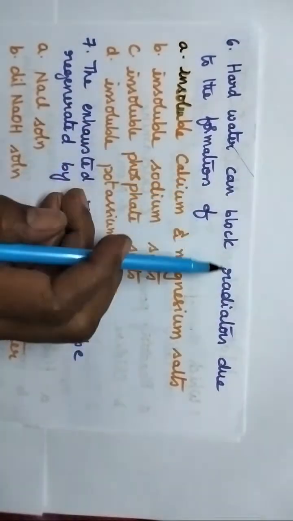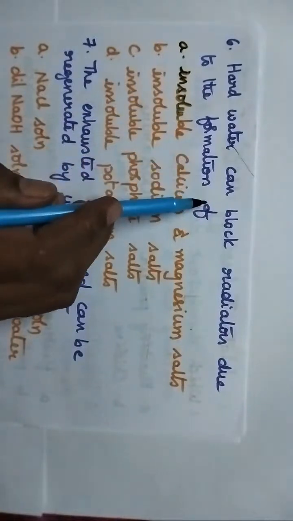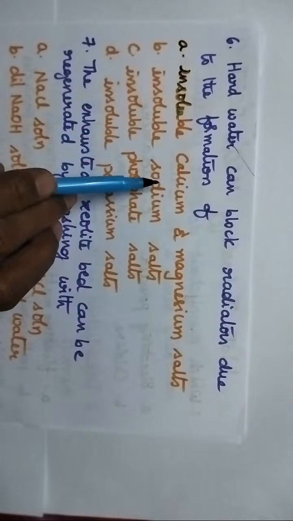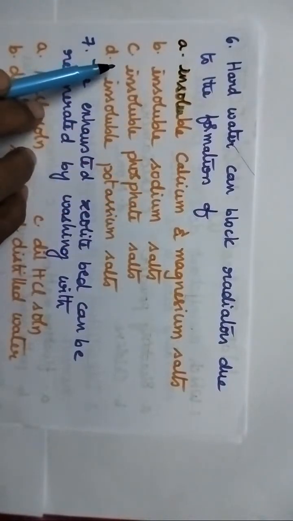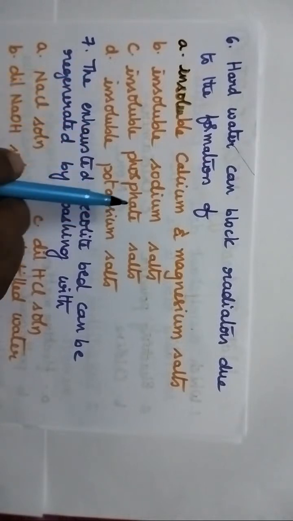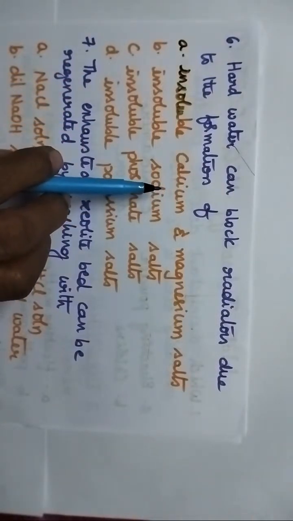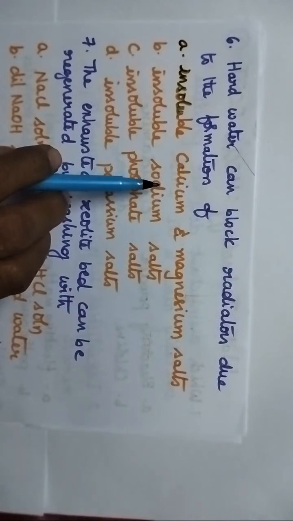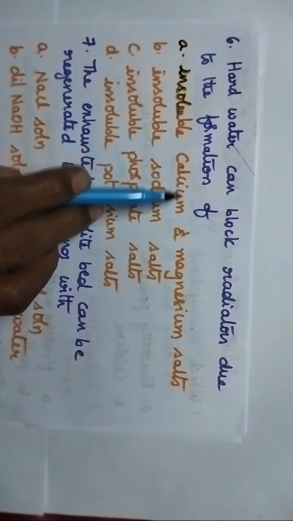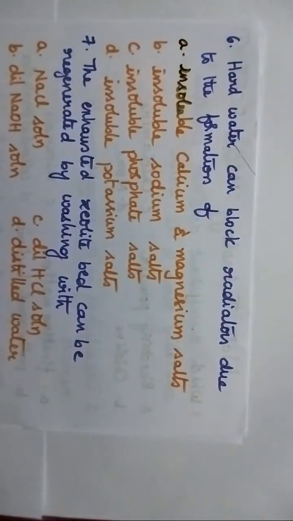Hard water can block radiators due to the formation of option A, insoluble calcium and magnesium salts. Option B, insoluble sodium salts. Option C, insoluble phosphate salts. Option D, insoluble potassium salts. In the radiators, very high temperatures will be maintained. Then the calcium salts will be converted into insoluble calcium salts and magnesium salts into insoluble magnesium salts. So option A, insoluble calcium and magnesium salts, is the right answer.